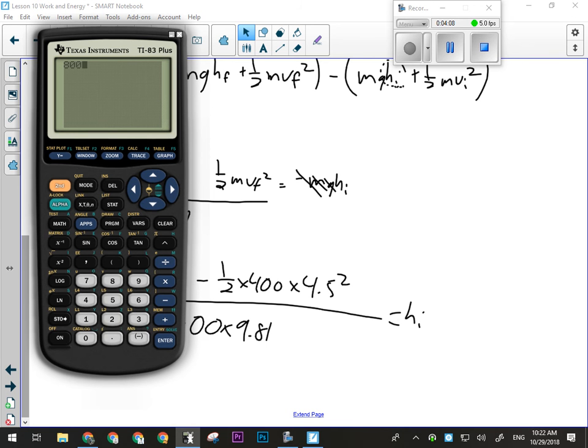Okay, so 800 times, actually negative 800, sorry. Negative 800 times 30, minus 0.5 times 400 times 4.5 squared. And then we're going to divide that by 400 times 9.81. Whoop, and I got to put that in brackets.